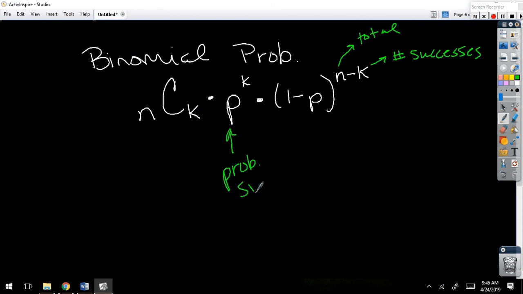P is the probability of success. Okay, 4 options on a multiple choice question, then it's 0.25, right? And then, of course, 1 minus P would be the probability of failure.